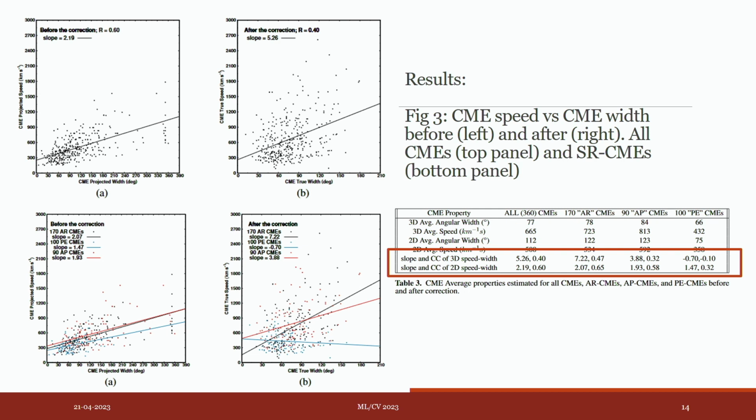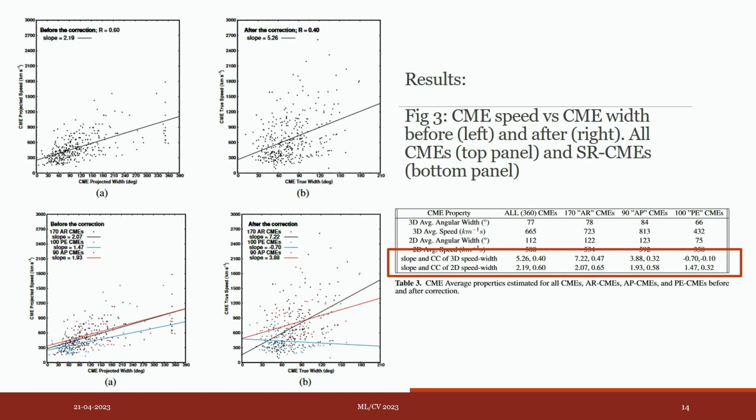When you split this into source region, we found an interesting result that for 170 AR CMEs, the slope is 7.22, and it contributes more in the overall speed-width distribution. What we found interesting was the relation between true speed and true width coming from PE CMEs, which is prominence eruption CMEs. We found a positive correlation in the 2D plot, whereas a negative correlation in the 3D plot. What I think can be because of a bias included in the parameters of the prominence eruption-based CMEs, but we still need to revisit the prominence eruption plot again.